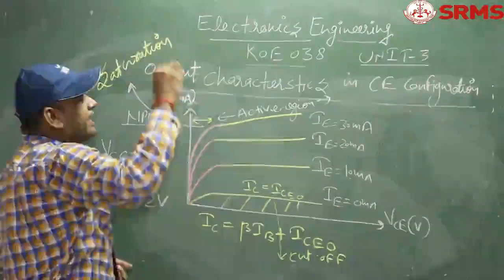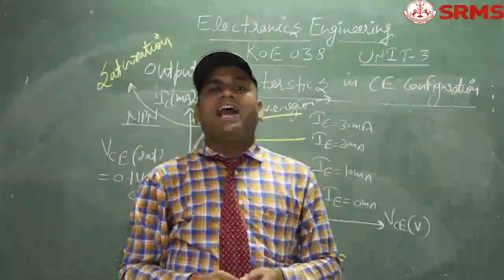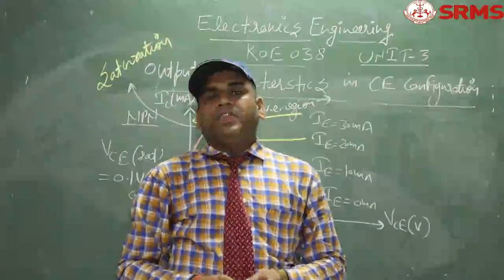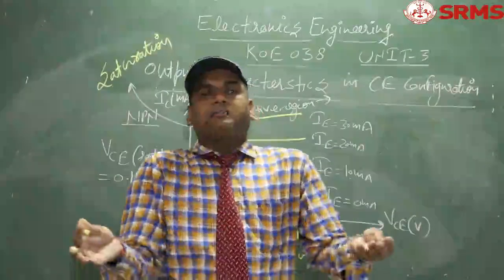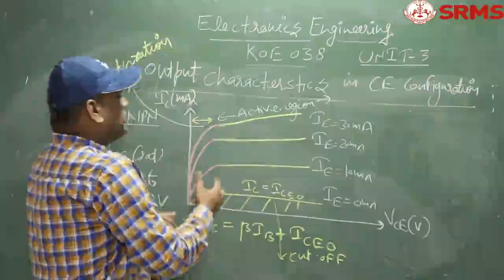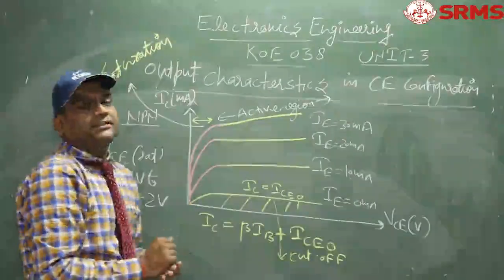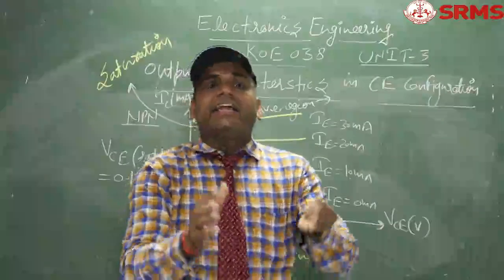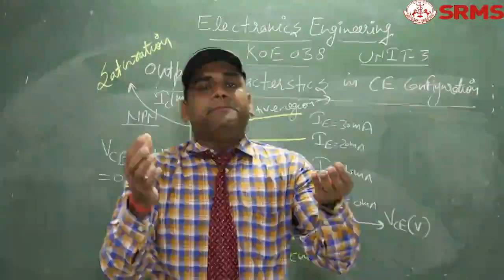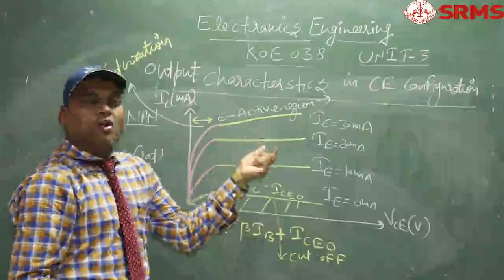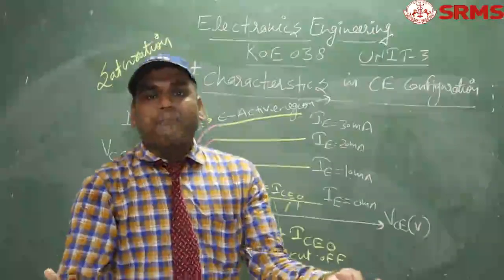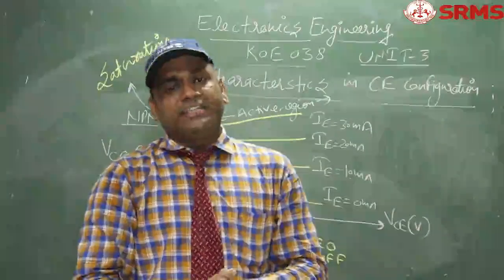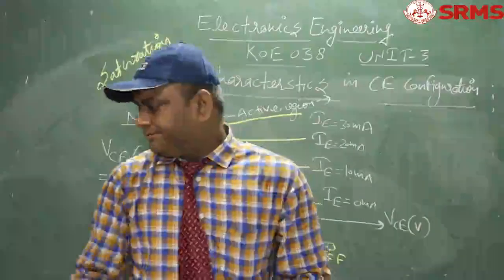So in the active region of the transistor, it is well known to all of us that input and output current are the same. So if the input current is 1 milliampere, the output current is also 1 milliampere. So this is the output characteristic of the NPN transistor in common emitter configuration. Similarly, this characteristic can also be drawn for a PNP transistor. What is going to happen? Only the voltage polarity is going to change. Is that clear?